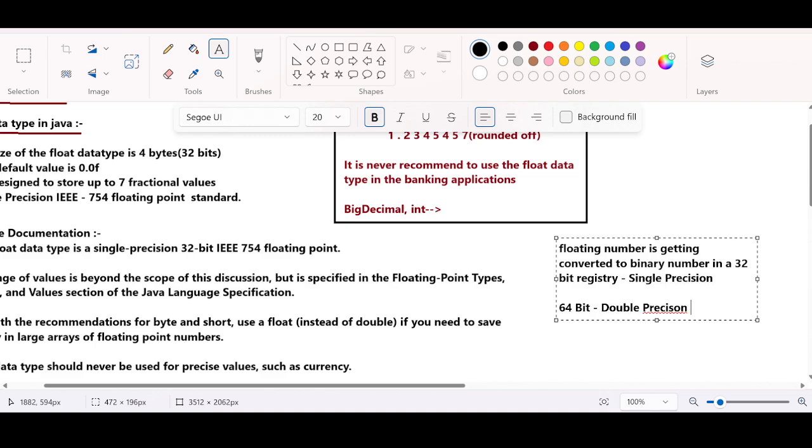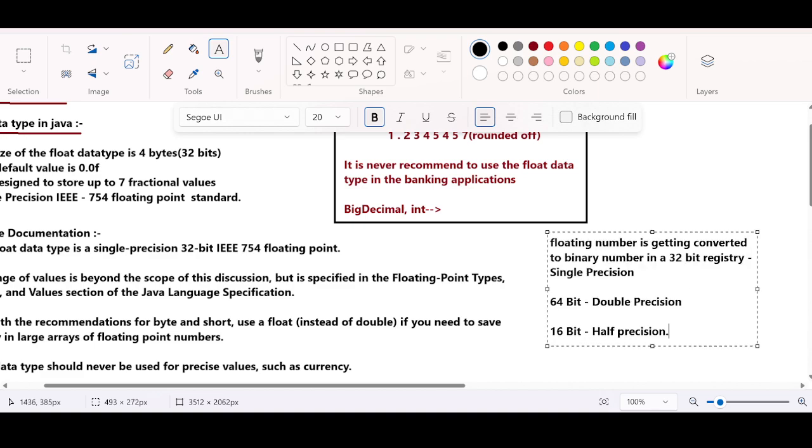And when you have a registry with 16-bit, you call it half precision. These are just alternate names. To convert the floating point number into a binary number, we follow a standard called the IEEE 754 standard. When the number is represented in a 32-bit registry, I'm talking about the size here, it is called single precision. When it is represented with a 64-bit registry, it is called double precision.